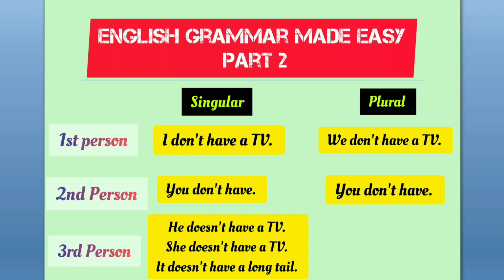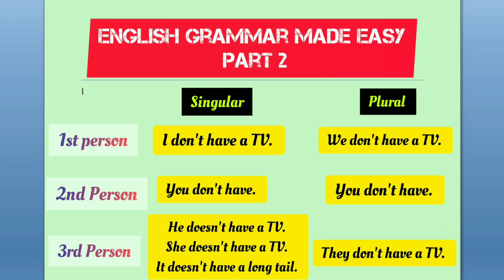That he has a TV, okay? But when we want to make a negative sentence, then we use doesn't, and after doesn't we cannot use has, we have to use have, okay? So he doesn't have a TV, she doesn't have a TV, it doesn't have a long tail, but I don't have a TV, okay? And apart from that, we can use don't have in case of plural.